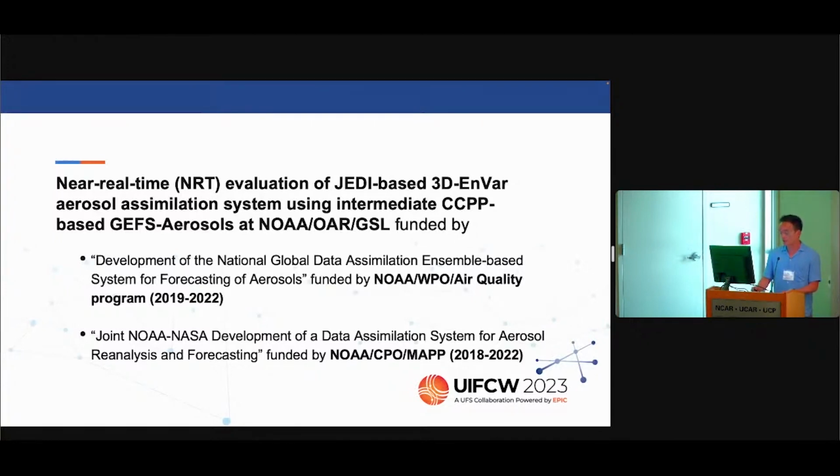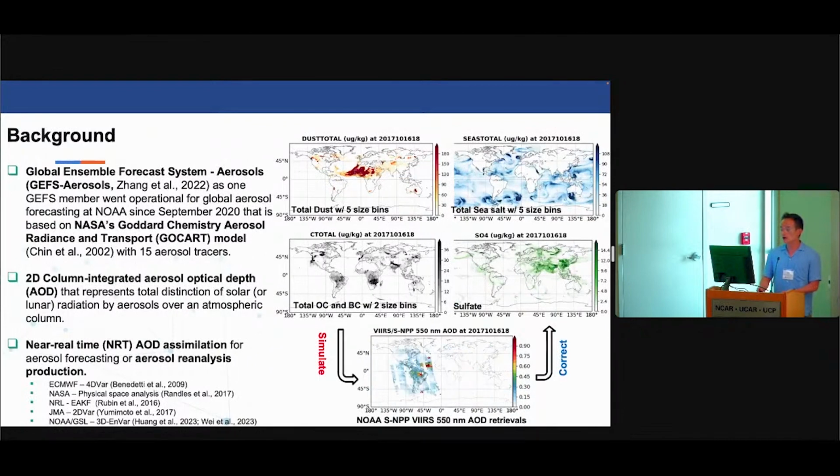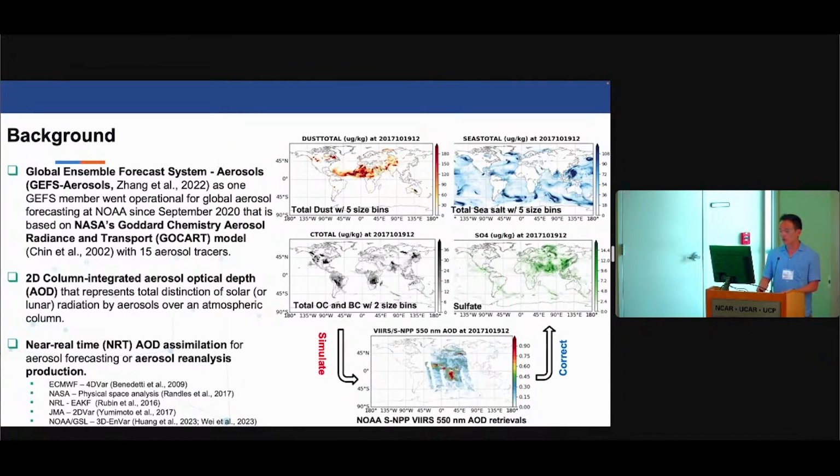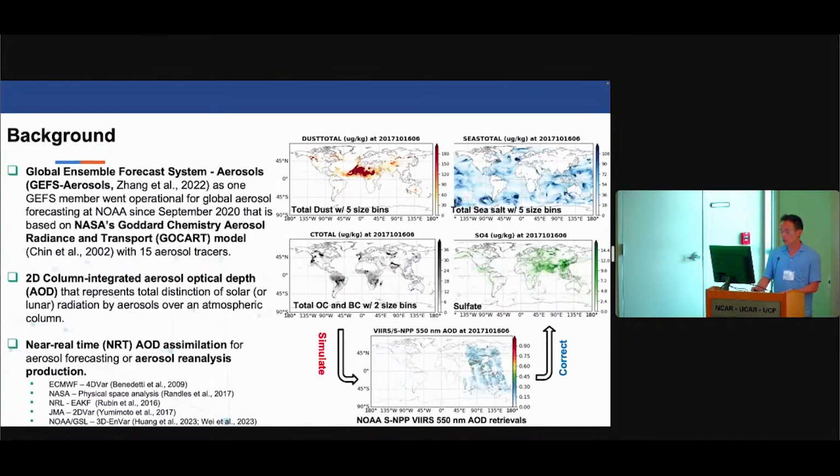The Global Ensemble Forecast System Aerosol, GEFS-Aerosols, went operational to provide global aerosol forecasting in September 2020 at NOAA. Its aerosol module is based on NASA's GOCART model with 15 aerosol tracers, including dust in 5 size bins, sea salt in 5 size bins, organic and black carbon in 2 size bins, and also sulfate aerosols. The most common aerosol observation is the 2D column-integrated aerosol optical depth, AOD. It represents the total extinction of solar or lunar radiation by aerosols over an atmospheric column.